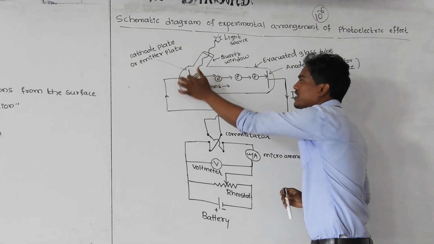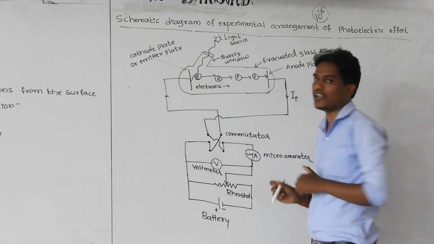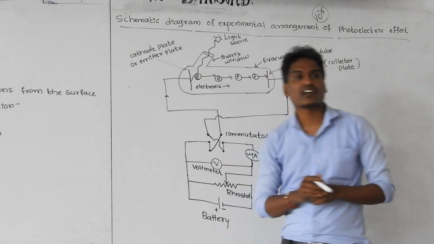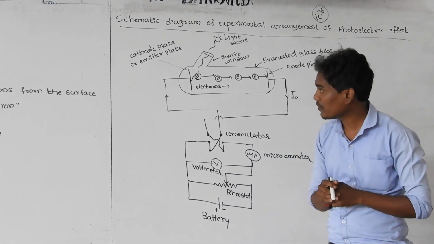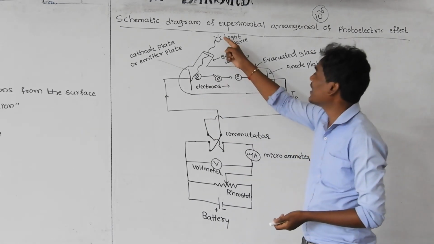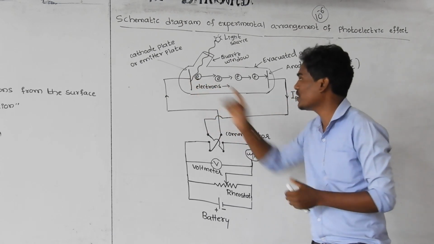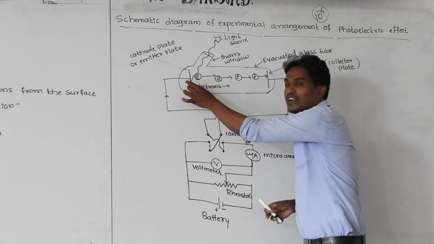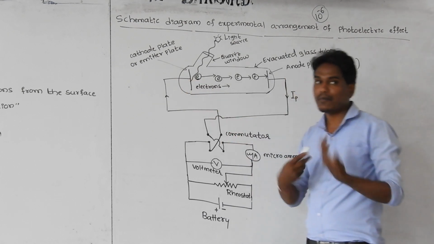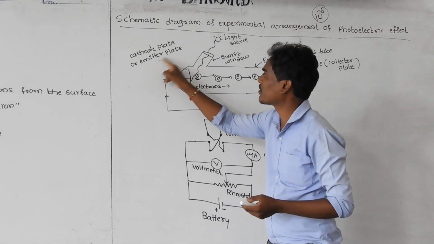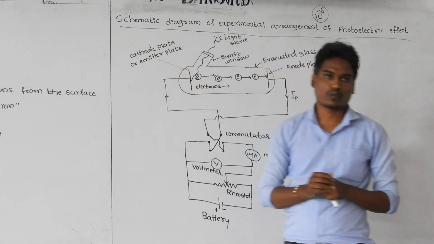And this plate is the cathode plate. The cathode plate we also call the emitter plate. Why do we call it the emitter plate? Because whenever light falls on this plate, there is an ejection of electrons from this plate. That's why we call it the emitter plate, or also the cathode plate.